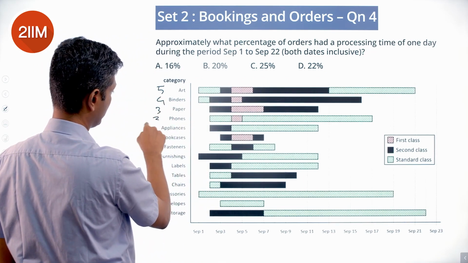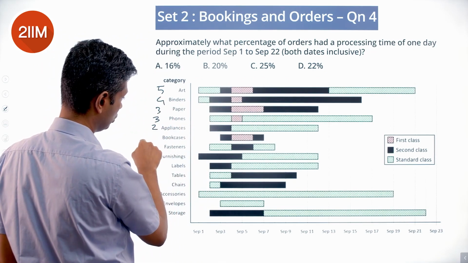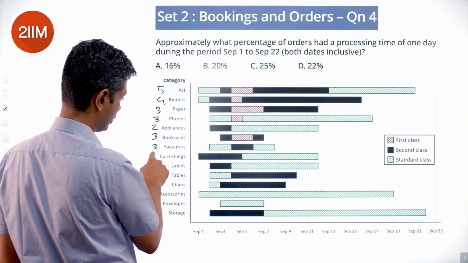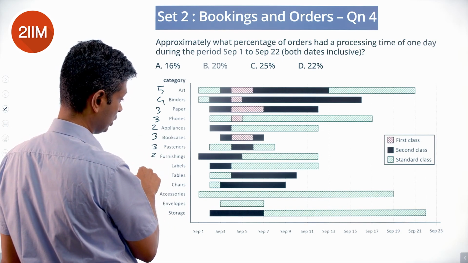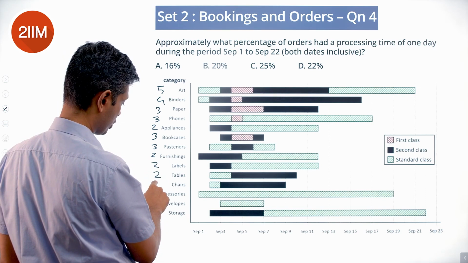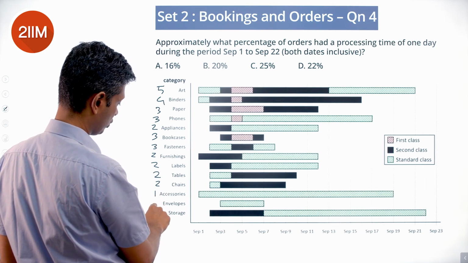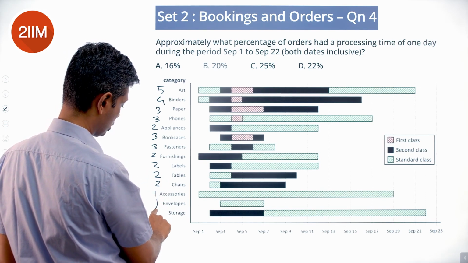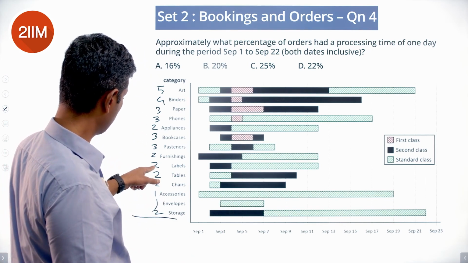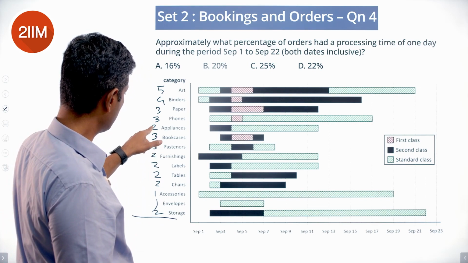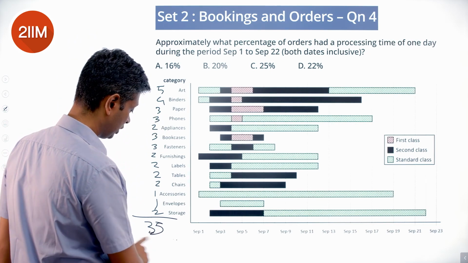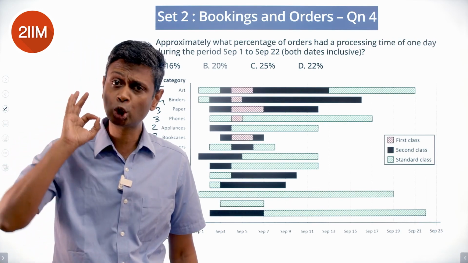Paper had 3, phones had 3, appliances had 2, bookcases had 3, fasteners had 3, furnitures 2, furnishings 2, labels is 2, tables is 2, chairs is 2, accessories is 1, envelopes is 1, storage is 2. Add everything up: 2, 3, 4, 6, 8, 10, 12, 15, 18, 20, 23, 26, 30, 35. 35 orders were dispatched totally.